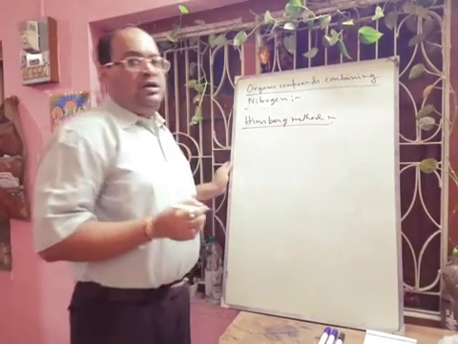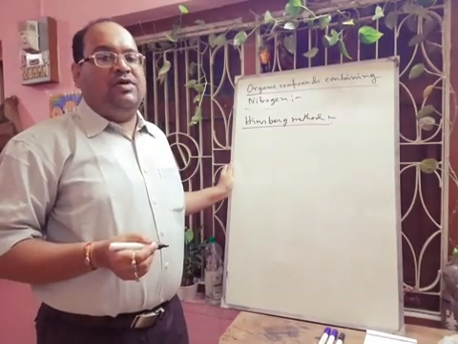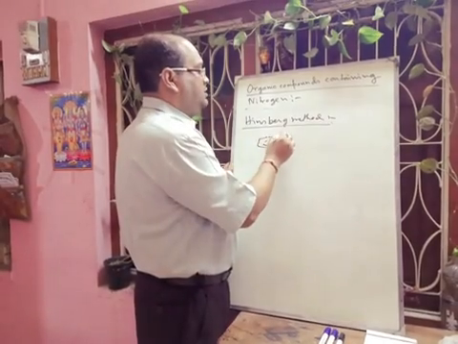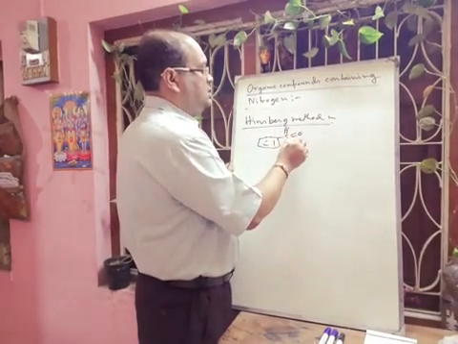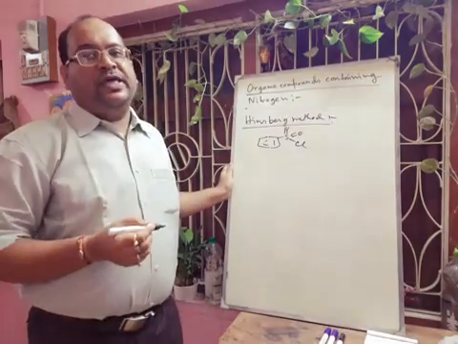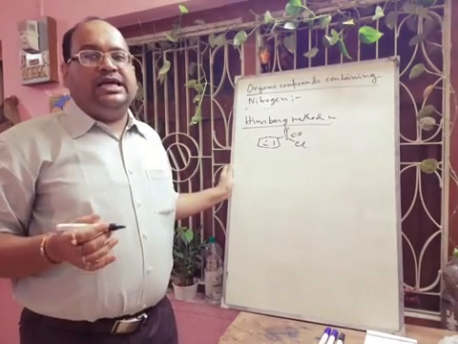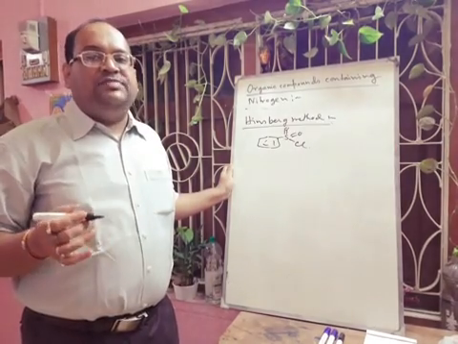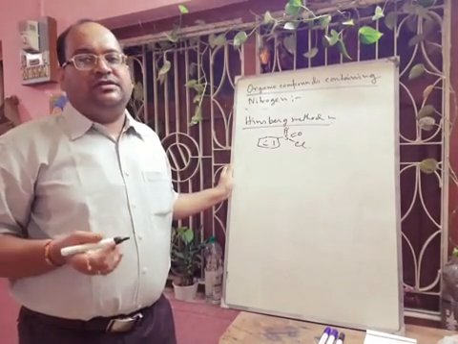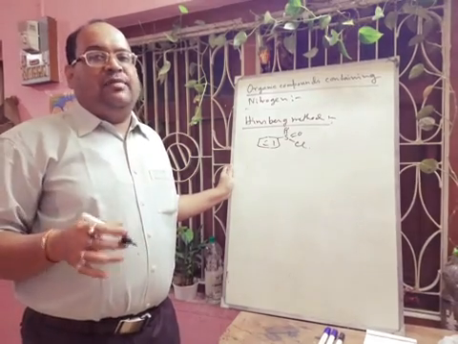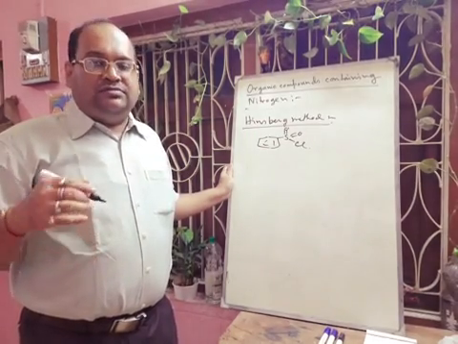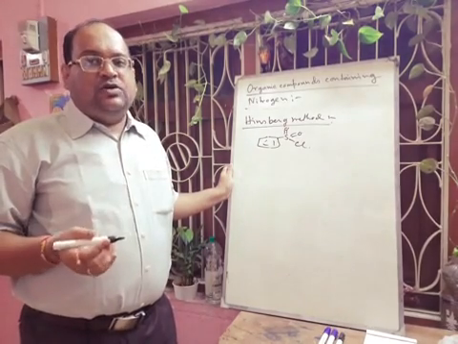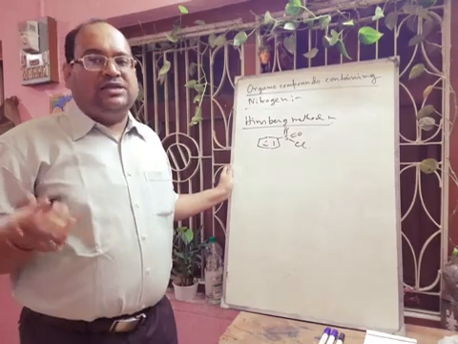Now in the Hinsberg method, there will be one Hinsberg reagent. This Hinsberg reagent is benzene sulfonyl chloride. In this method, the amine mixture is treated with benzene sulfonyl chloride, the solution is made alkaline with aqueous KOH, and some ether is added. Primary amine gives the N-alkyl benzene sulfonamide, which forms a water-soluble salt with KOH.